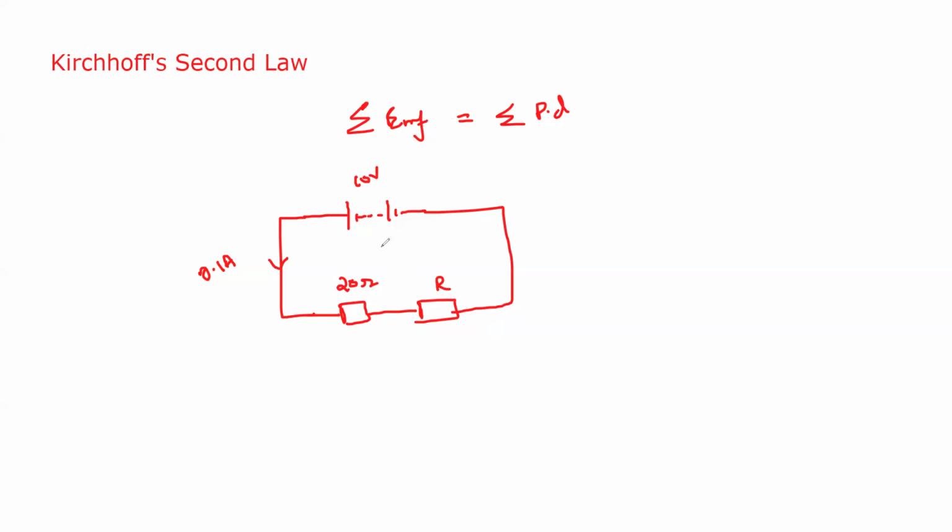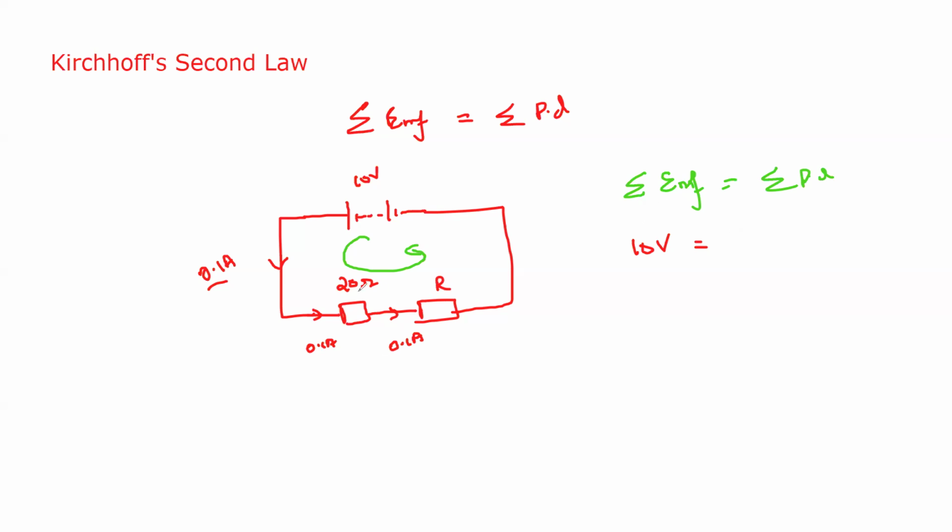So we will use Kirchhoff's law. Only one supply is there, so this is the direction of the flow of the charges. According to Kirchhoff's law, the total EMF will always be equal to the total potential difference in a loop. So what is the total EMF? The total EMF is 10. What about the total potential difference? It's a product, because the current is 0.1. So 0.1 ampere will flow through the 20 ohm resistor and 0.1 ampere will flow through resistor R.